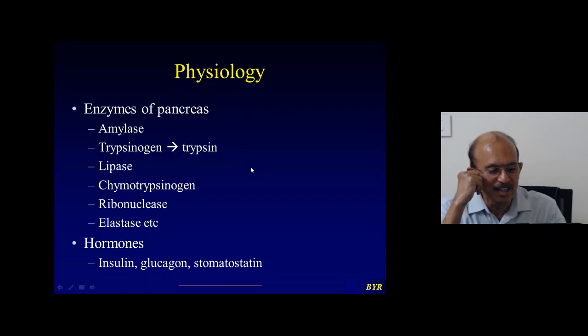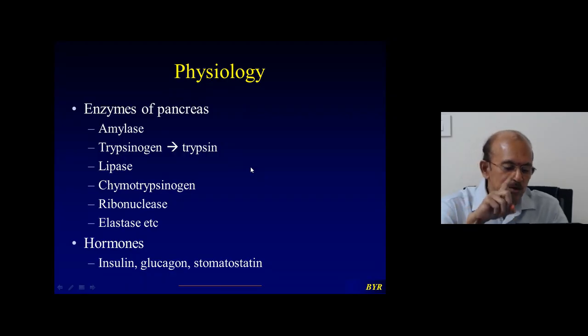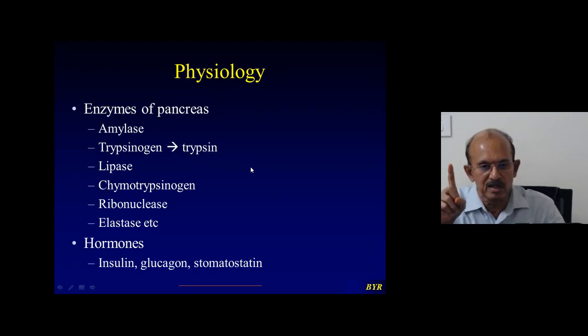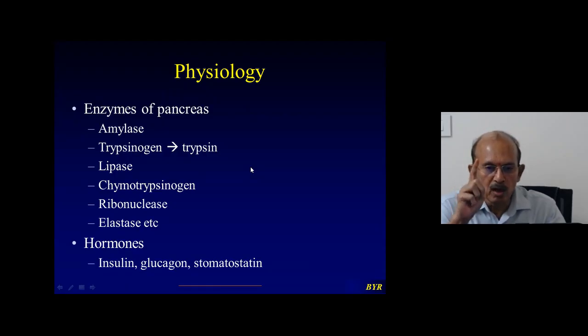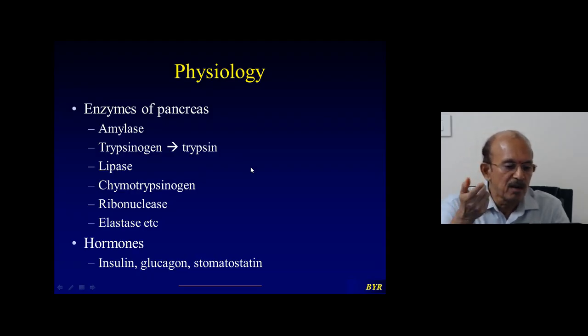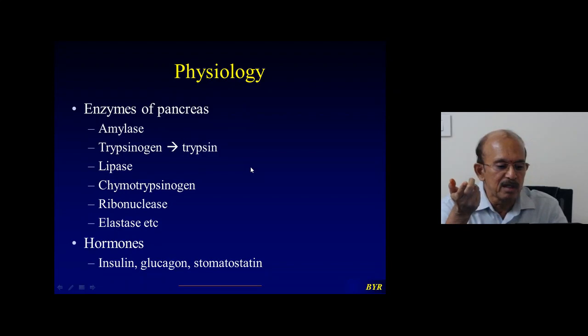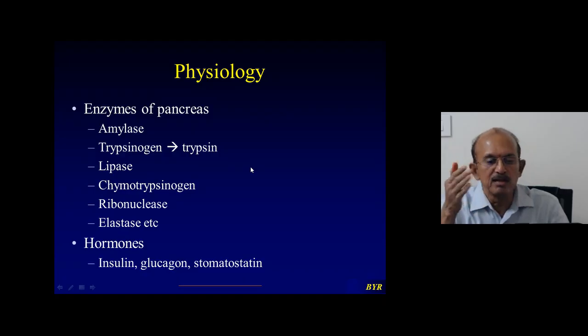Not enterohepatic circulation. Enterohepatic circulation is only for bile salts. Please note it. These enzymes are not absorbed in the enterohepatic circulation. In the enterohepatic circulation, urobilinogen and bile salts are only reabsorbed. Please note that. These enzymes are made of proteins. So what will happen to the proteins? These enzymes digest themselves. So ultimately they become amino acids. The amino acids will be absorbed into the gut.